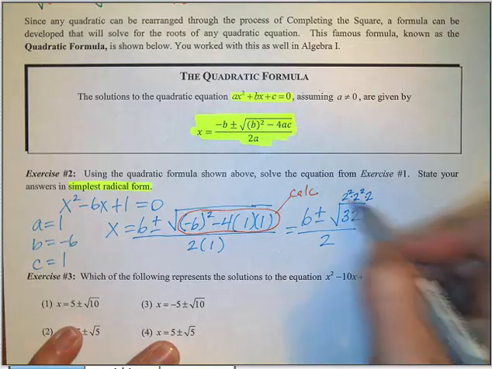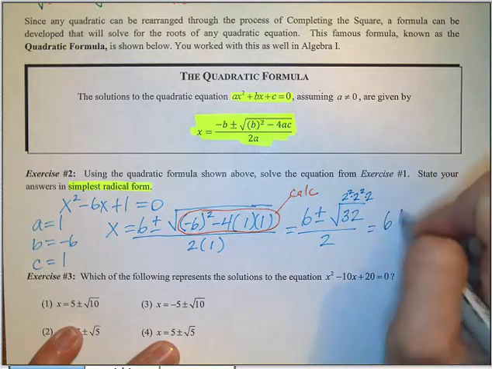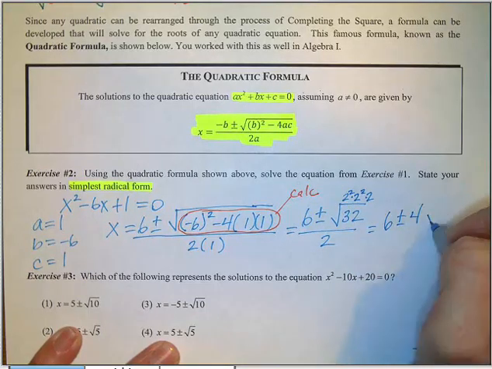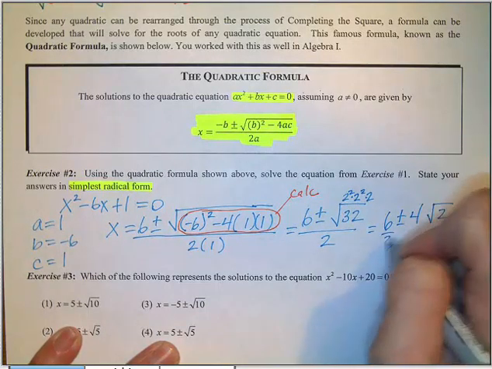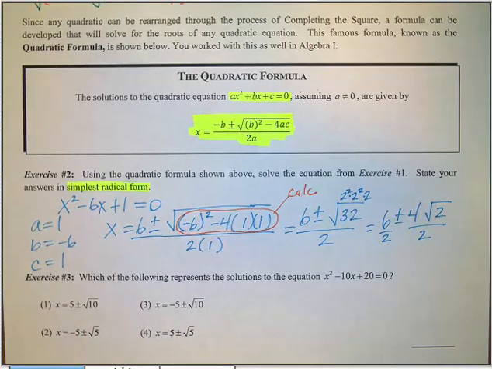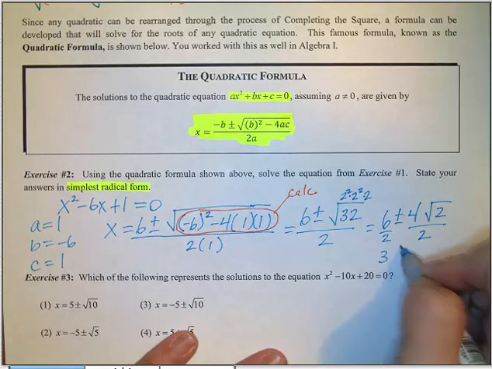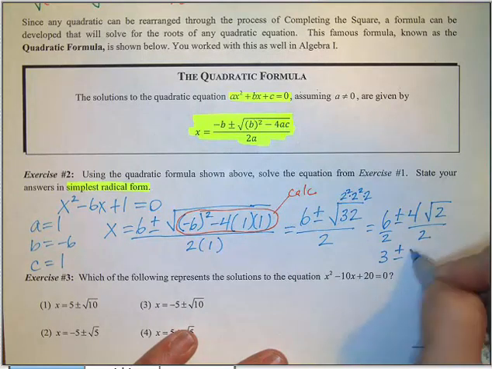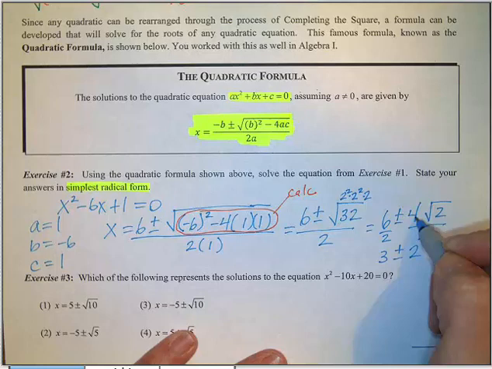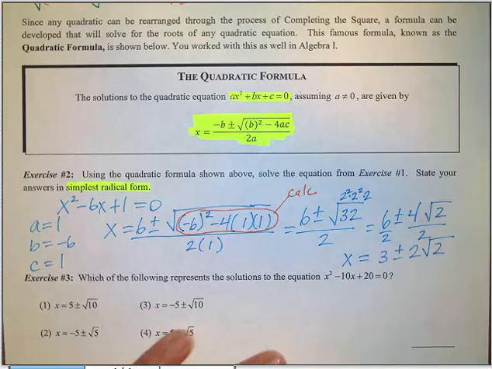So 2 times 2, that gives me (6 plus or minus 4 radical 2) over 2. And I have to divide each term by 2. So 6 over 2 is 3, plus or minus 4 over 2 is 2. I cannot divide those two, so since this went into this evenly, that's all I have to do. And I get radical 2. So x equals 3 plus or minus 2 radical 2.